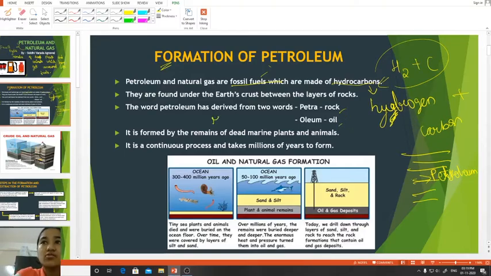That's why it is also known as rock oil. But why do they call it rock oil? Because they are found between the rocks. The rocks also play a major role in forming petroleum, right? Next, it is formed by the remains of dead marine plants and animals, that is nothing but the fossils. It is a continuous process and takes millions of years to form. It's a very slow process.